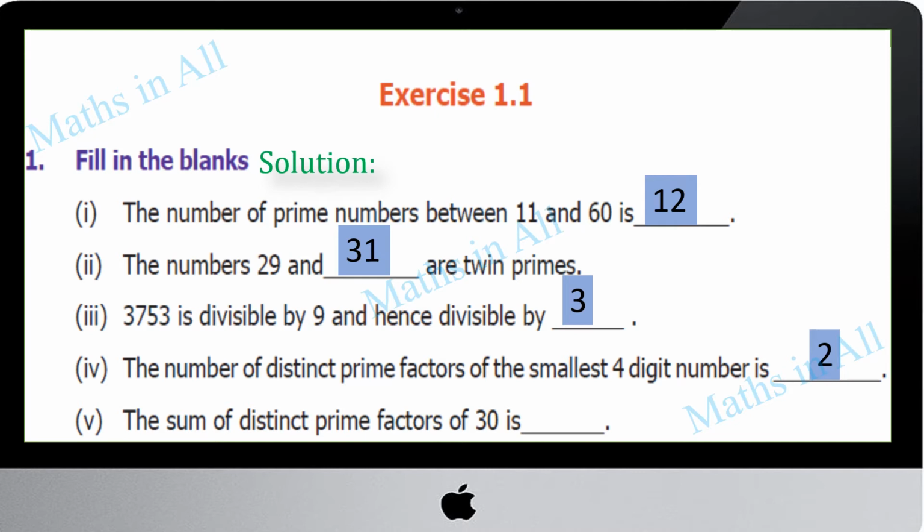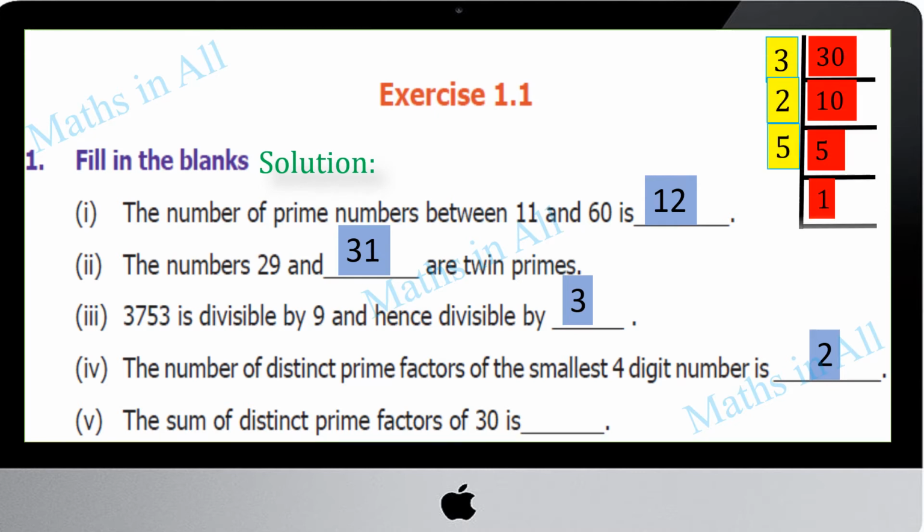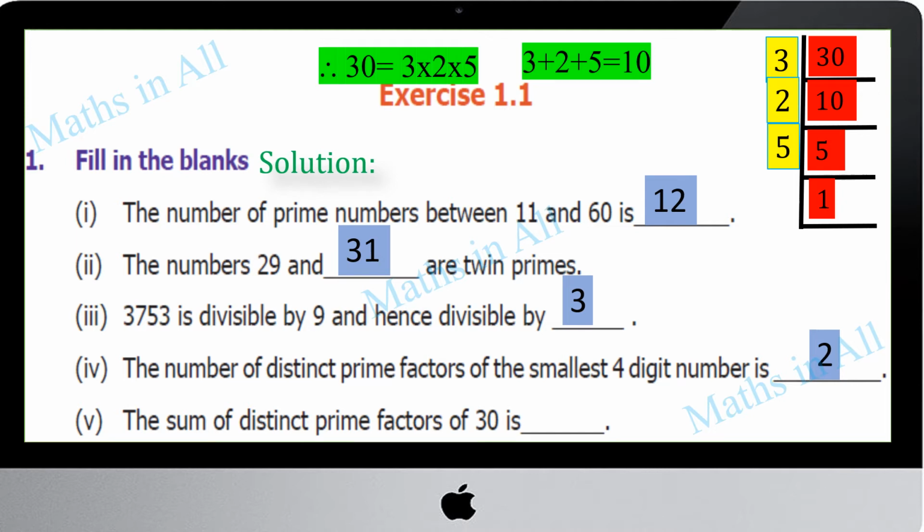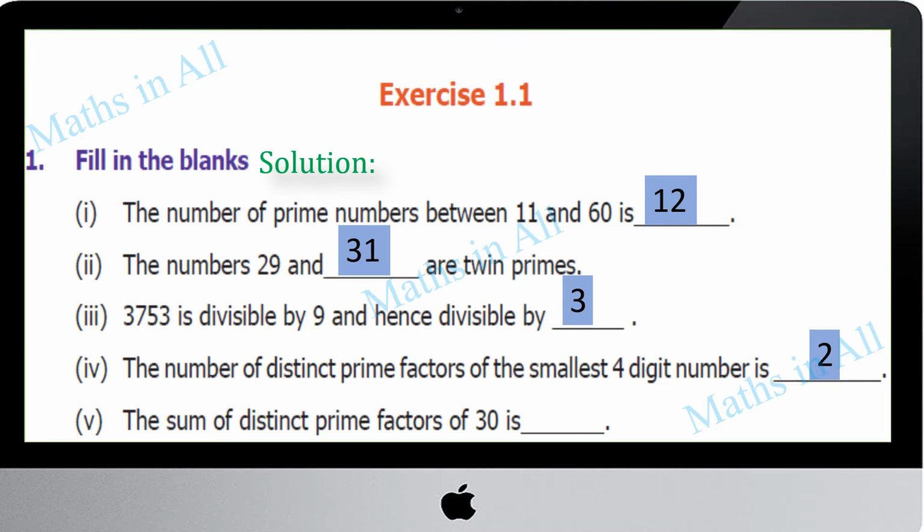Fifth sum, the sum of distinct prime factors of 30. Now for 30 also we have to find it in the same way. Okay, here is the answer. Here we know 2, 3, 5, isn't it? What are they asking here? They are not asking the number of distinct primes, only the sum of distinct prime factors. So we have to add these three numbers, right? 2, 3, 5. If we add these three numbers, sure we get 10. Clear? So 10 is the correct answer, ma.